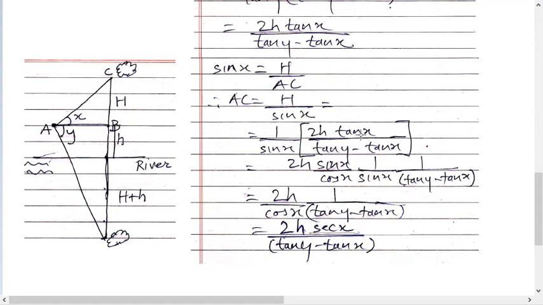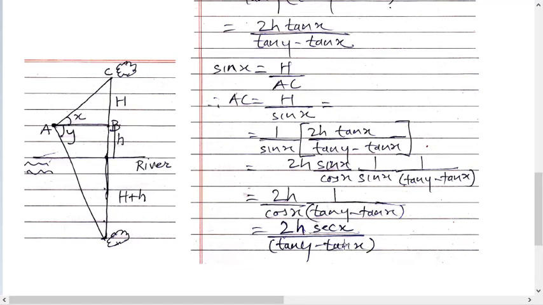Solve it now. So 2h, and tan x is sin x upon cos x, so sin x cos x upon sin x, this sin x down, into 1 upon tan y minus tan x. So sin x is gone, and we get 2h upon cos x into tan y minus tan x. Now check what is given in the exam. Generally it's given as 2h sec x upon tan y minus tan x, where cos x is converted to sec x. Generally these are the answers given, but it depends on what your exam answers are.